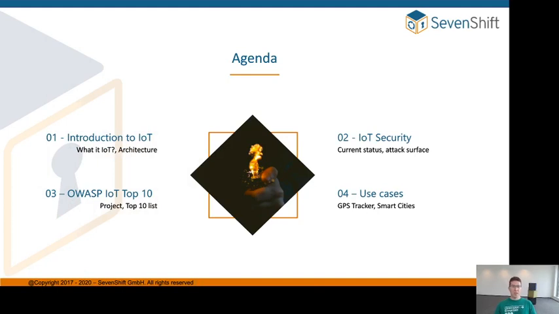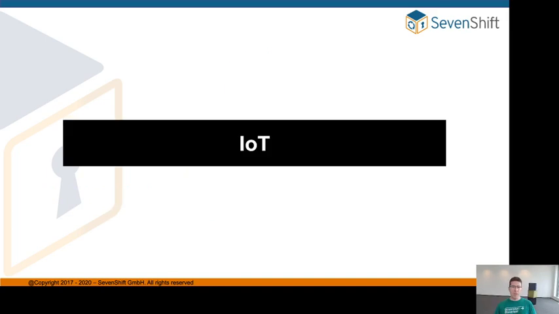What I'm going to be talking about today. First of all, I'm going to be talking about an introduction to IoT, what it is, a little bit of the architecture. Then I'm going to go into IoT security, what we see that the current status is, and talking about the attack surface. Then we're going to quickly jump into the OWASP IoT top 10. I'm going to show you a list, and then I'm going to try to go through a couple of examples of the GPS trackers and smart cities to put this all into practice.